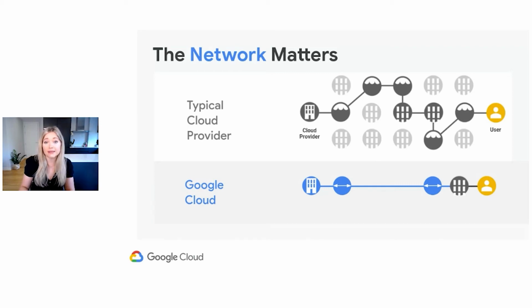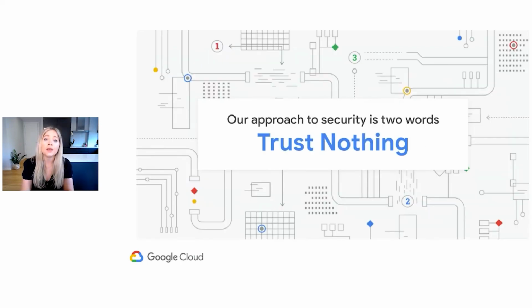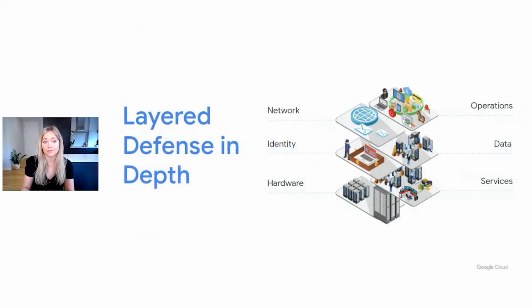So speaking of security, let's touch on that briefly too. Security is foundational. It's often one of the first topics of conversation when we meet with a customer. But at Google, instead of taking the traditional fortress approach to security, of securing just the perimeter, our approach can be summarized in these two words: trust nothing. There's no such thing as an inherently trusted network, no such thing as an inherently trusted user, computer, or anything. And this gives us what we refer to as the layered defense in-depth approach.